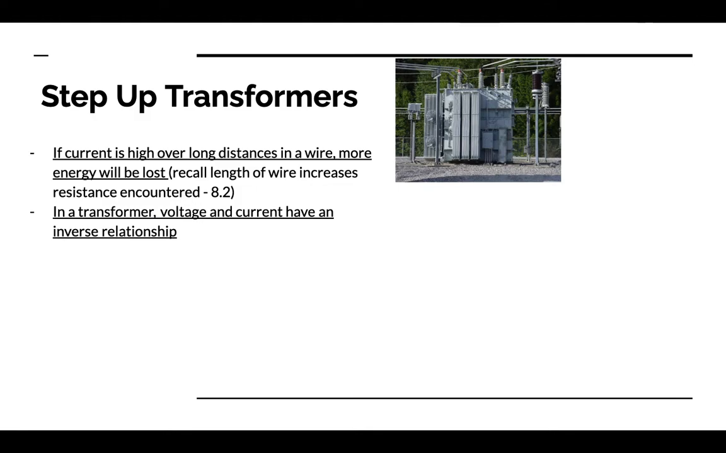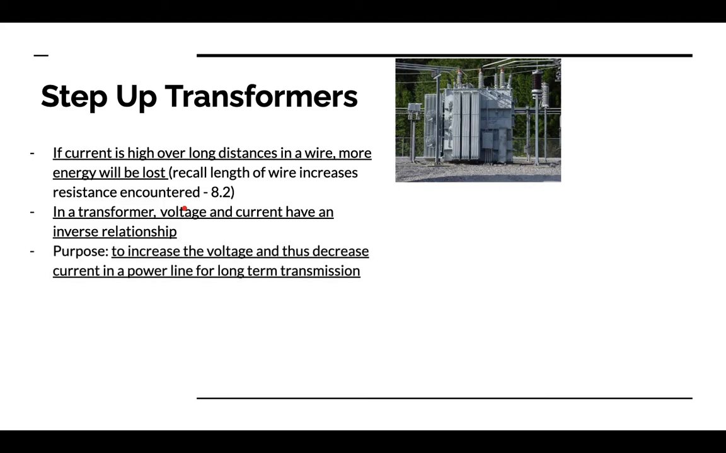But the basic idea goes that there's a thing called electrical power we haven't gone over in this class. And basically the electrical power into a transformer must be equal to electrical power out by conservation of energy. Power is a quantity related to energy. And so power depends on voltage and current, in such a way that if voltage increases, current must decrease, and if current increases, voltage must decrease. So in order to minimize current, a step-up transformer maximizes voltage, okay? So the step-up transformer increases the voltage and thus decreases current in the power line for long-term transmission.